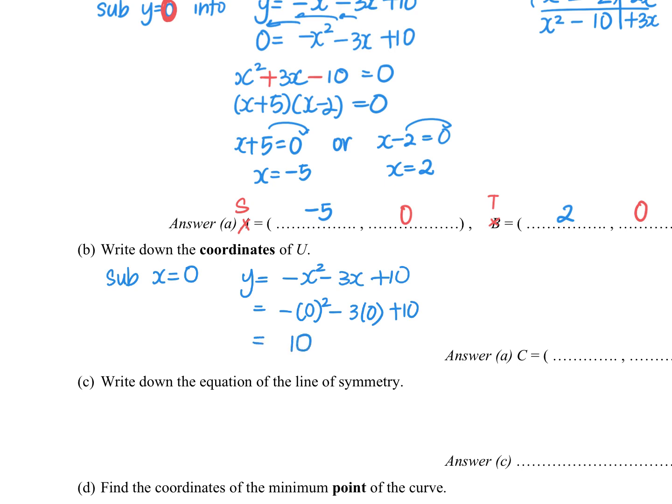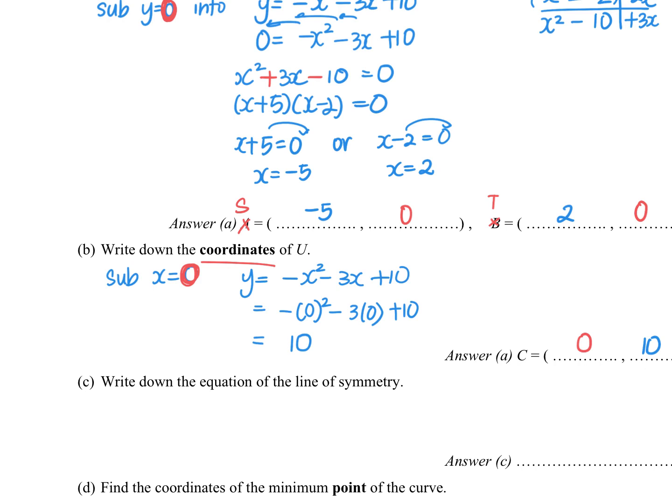Okay, and again we want the coordinates for x and y. So y is 10, we found. So what's the x value? The x value is 0. Okay, over here. Then what else do we have?